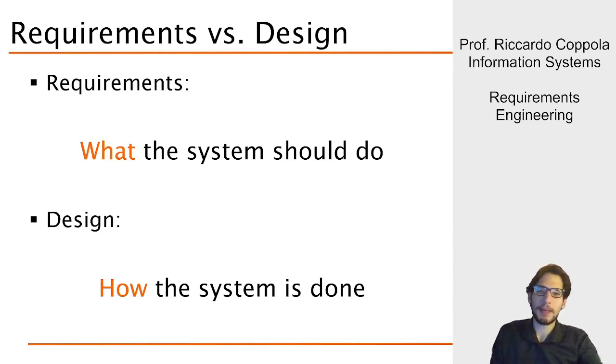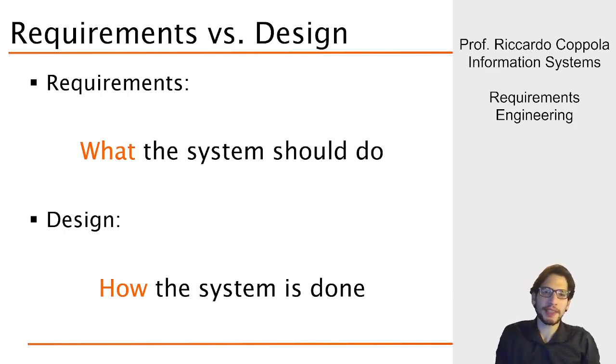Requirements must be distinguished from the design, because requirements and design are different aspects of the software process. Basically, I can divide requirements and design by two words: the requirements will tell me what the system should do. The design will tell me how the system is done.